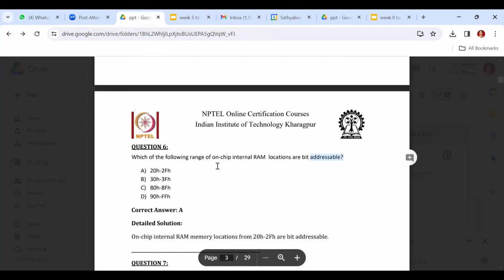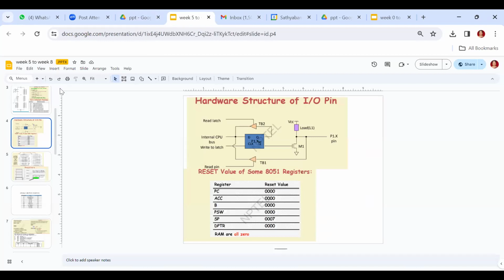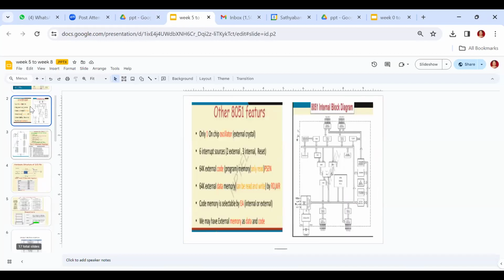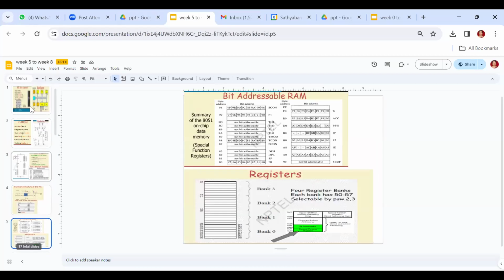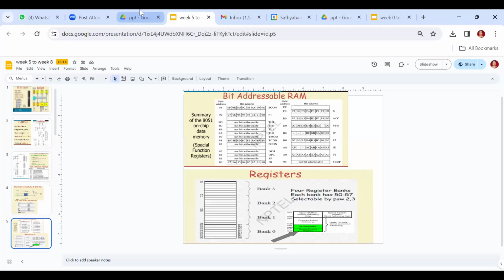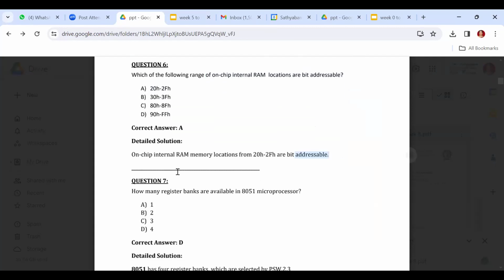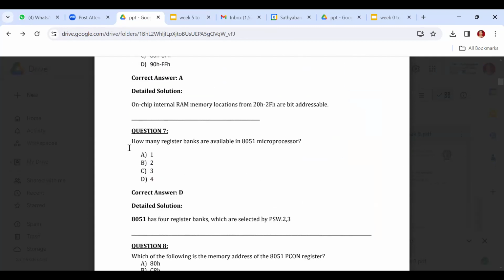What are the on-chip internal RAM locations that are bit addressable? Can anyone remember the on-chip bit addressable range? You see here, I have shown this on this particular slide. On-chip bit addressable is 20 to 2F. So here you see my bit addressable is 20 to 2F.